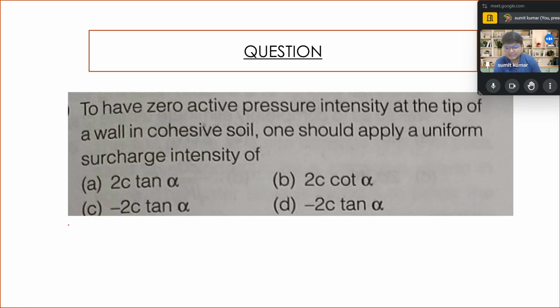Basically, what it's saying, I will write first the relation in terms of this. We know that Pa equal to K into gamma z plus Q, where Q is the surcharge, minus 2c root K. I will not write surcharge over here, so you understand what the meaning of Q is.